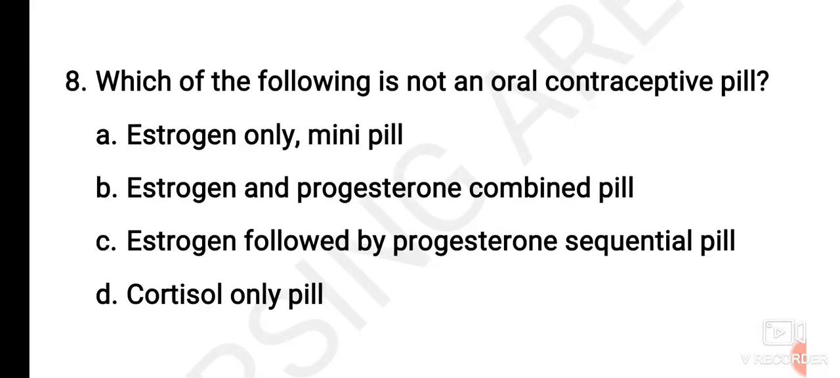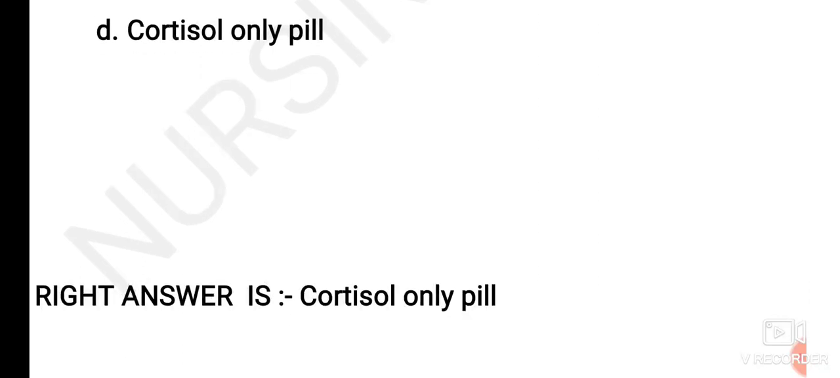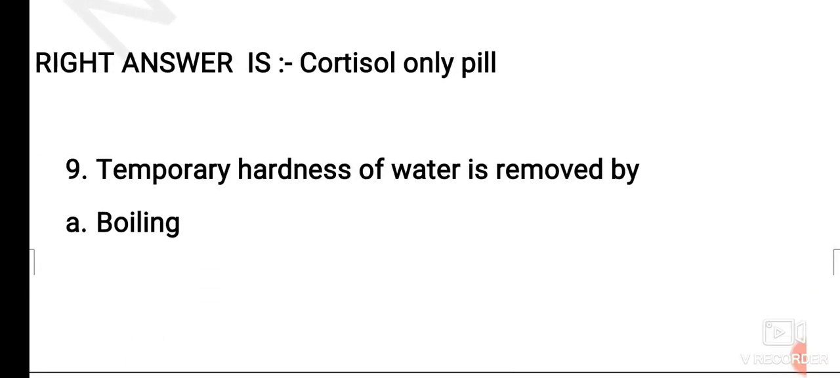Which of the following is not an oral contraceptive pill? Estrogen only mini pill, estrogen and progesterone combined pill, estrogen followed by progesterone sequential pill, or cortisol only pill? So the correct answer, for that which is not an oral contraceptive pill, is cortisol only pill. Next question.